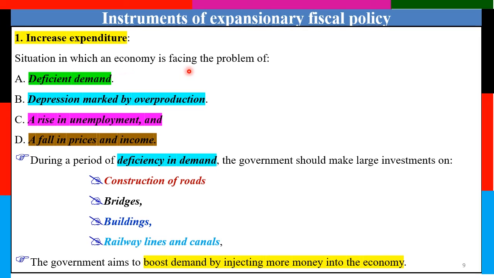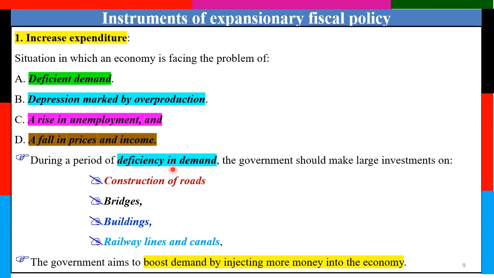Situation in which the economy is facing the problem of what? Deficiency in the demand. When the economy shows a deficiency in demand, or when the aggregate demand declines, the government should have to what? Increase expenditure. Depression of the market by overproduction. Depression means the downfall of the economy, rising unemployment, and a fall in the price level and the income. So increasing the expenditure solves those problems.